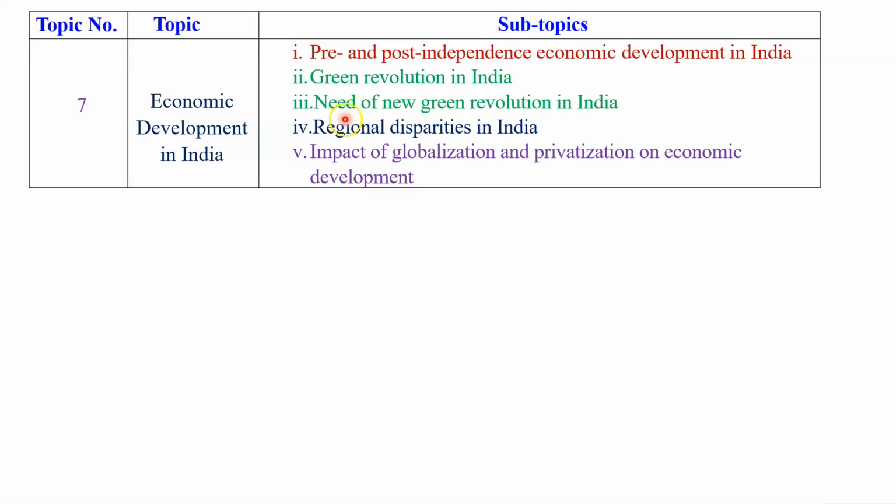Then the third subtopic of the chapter is the need of a new Green Revolution in India, that we are going to discuss here. Then the fourth subtopic is regional disparity in India. This is also a very important subtopic in this chapter. Dear student, regional disparity refers to differences in economic performance and welfare between different regions, that we are going to discuss with the help of India's example.